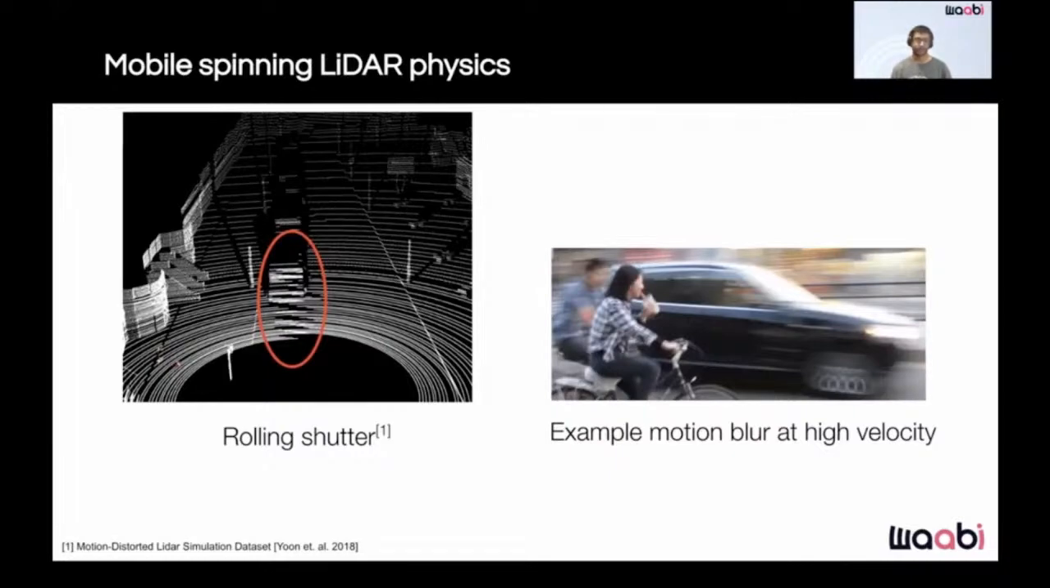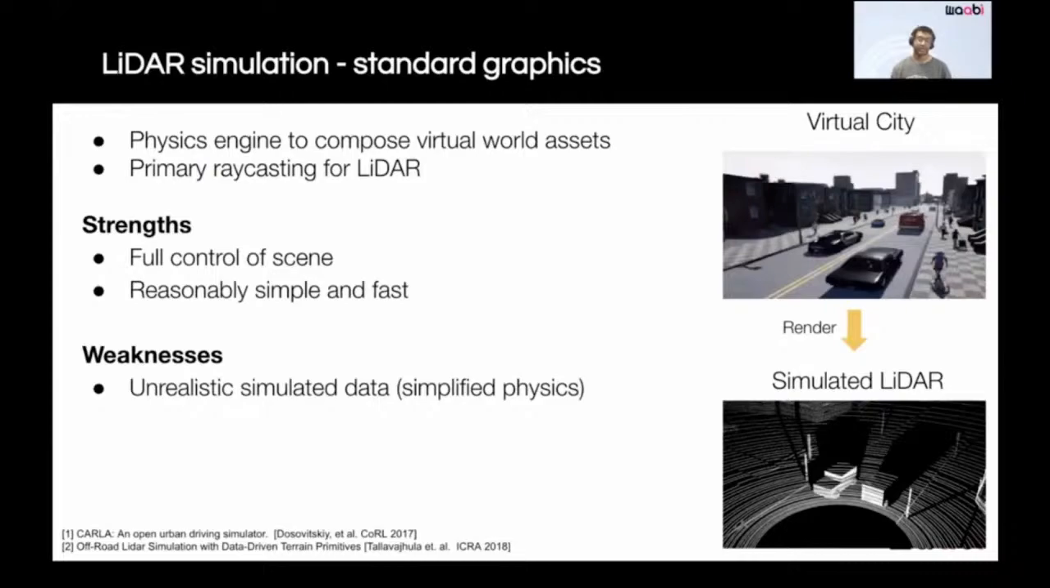We now review approaches. One standard way to simulate the LiDAR sensor is to use a physics engine to compose the virtual world assets into the scene, and then perform primary raycasting according to the LiDAR sensor configuration to generate the simulated point cloud. This allows full scene control and is reasonably simple and fast, but the simulated LiDAR can look unrealistic in the sense that it does not have noise and can be denser than the real LiDAR, since it assumes all the rays cast come back to the sensor.